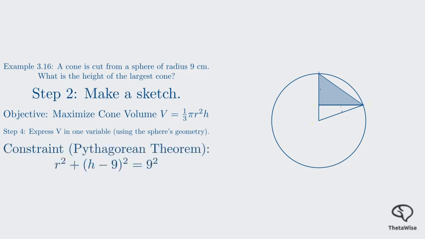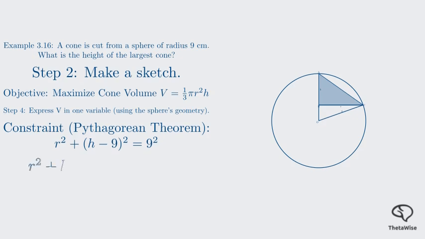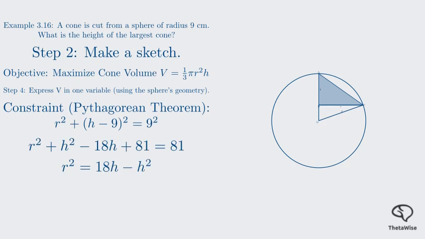Applying the Pythagorean theorem to the right triangle OBC, we get r squared plus (h minus 9) squared equals 9 squared. Expanding this, we get r squared plus h squared minus 18h plus 81 equals 81. We can cancel the 81s on both sides. Rearranging, we get r squared equals 18h minus h squared.